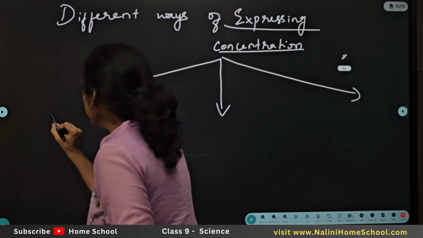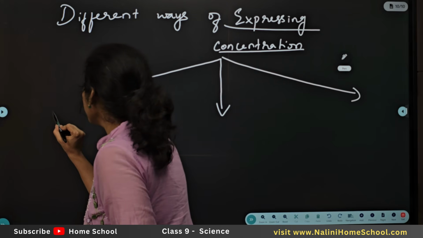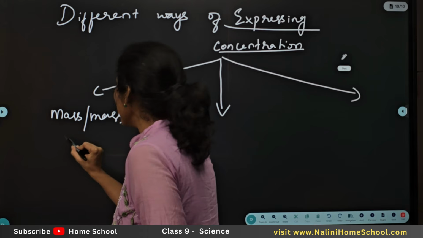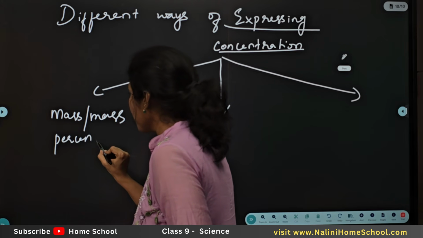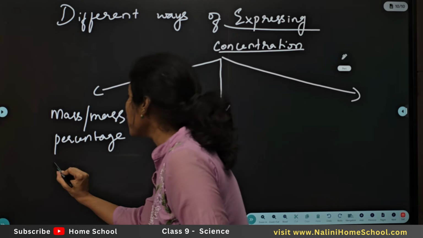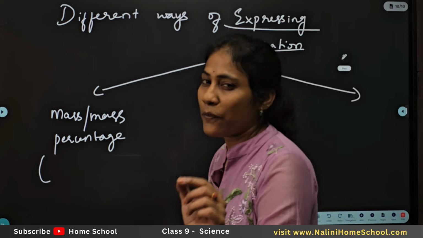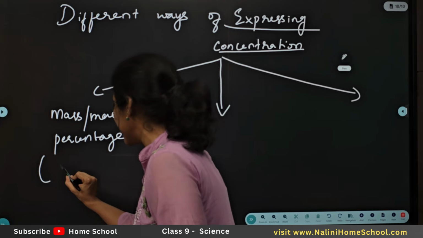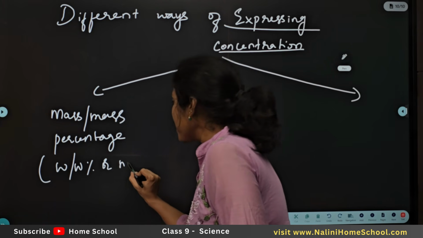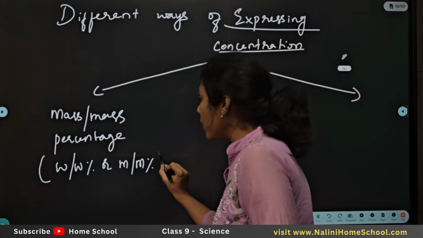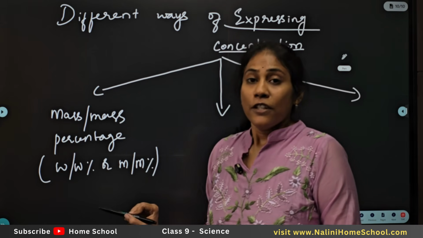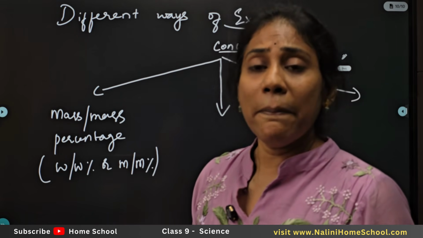Okay, so number one, you can express concentration with the help of mass by mass percentage. Okay, right? Mass by mass percentage can also be represented with one symbol or sign, you can say. That is, you can express it by W percent, or you can express it by M percent. So, what do you mean by W here? Weight, mass. Okay, so when do you use this mass by mass percentage?